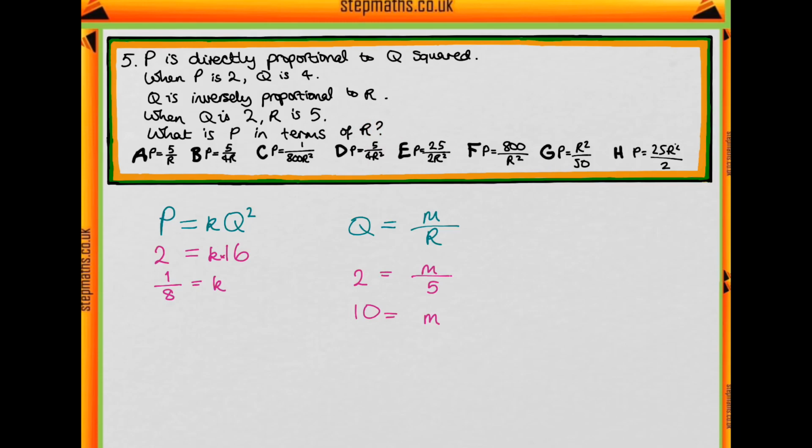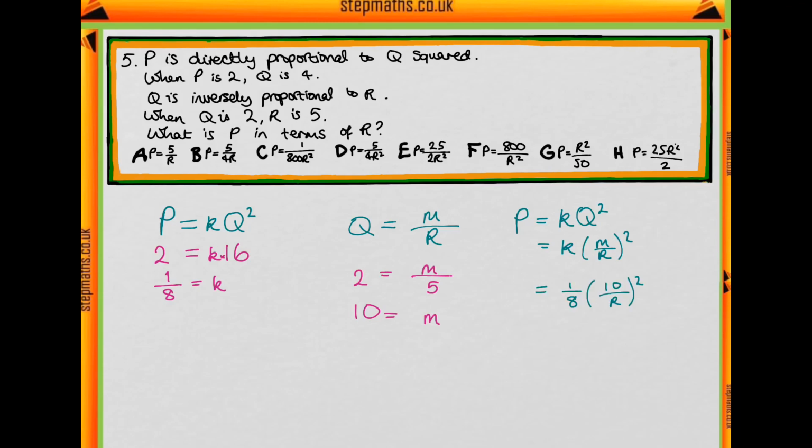So now we want to link these things together to find what P is in terms of R. So let's first rewrite P in terms of Q. Well, P equals KQ squared, but we know Q in terms of R, so we can write the Q as M over R, squared, because M over R is just Q. And now what we can do is substitute in for K and M because we know what these things are. We found them just now.